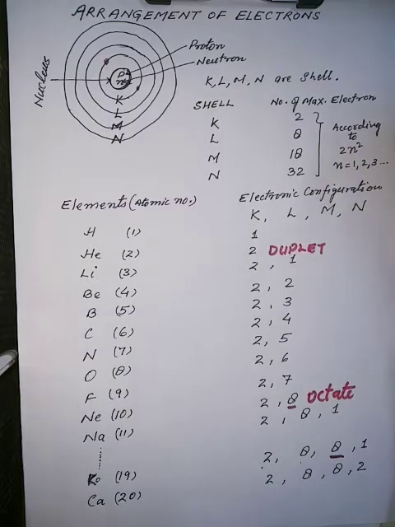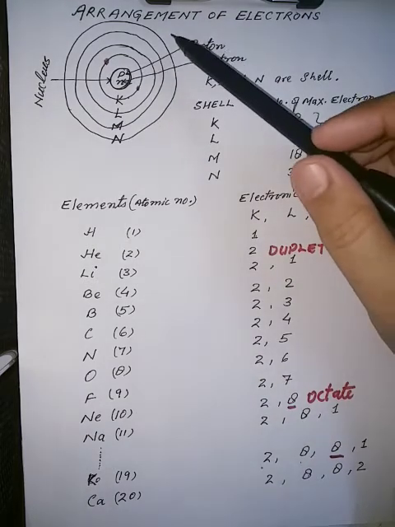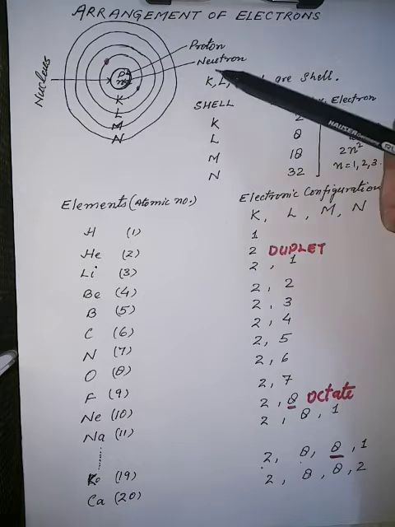Hello everyone. In this video, the third video of atomic structure and chemical bonding, we are going to study the arrangement of electrons in an atom.